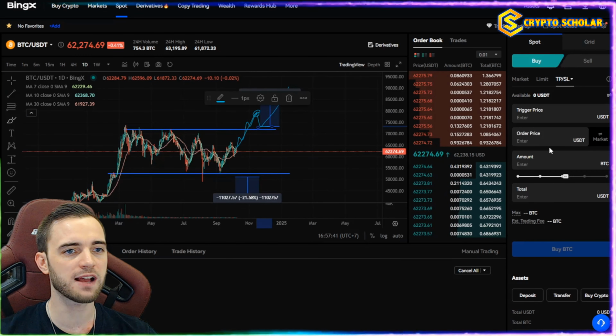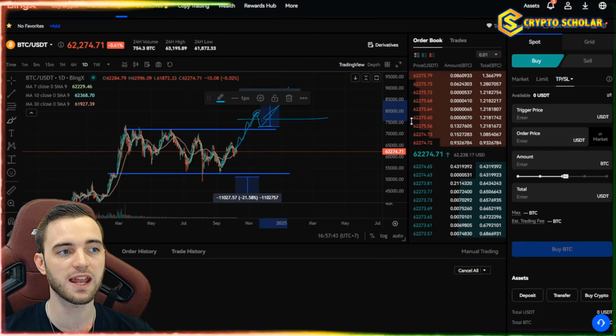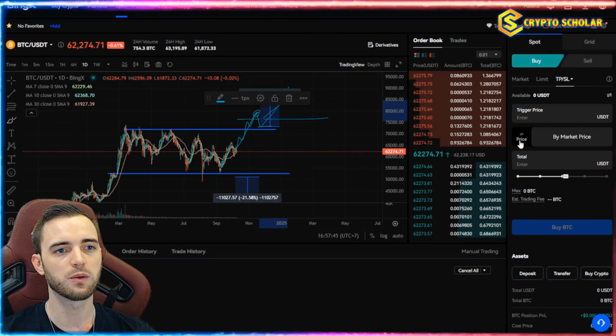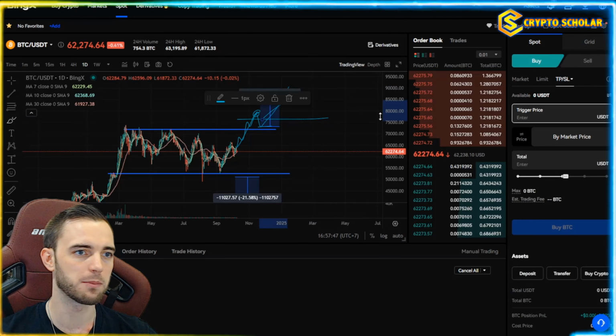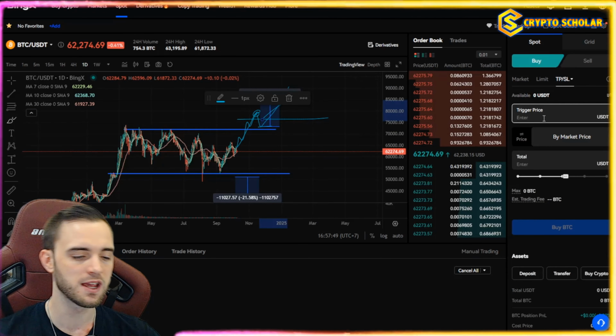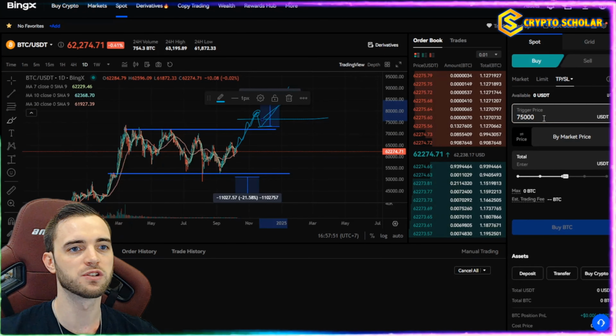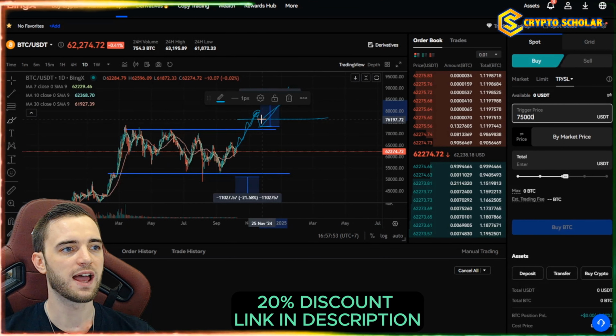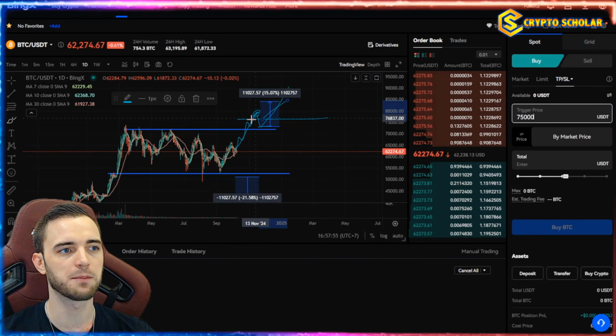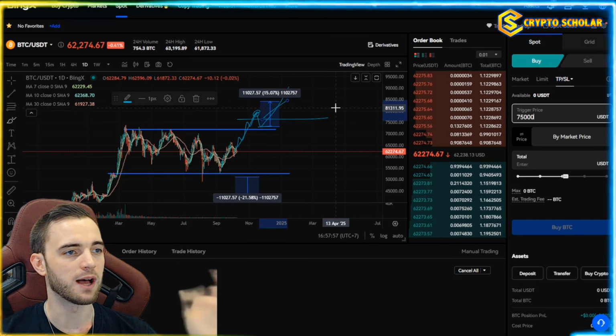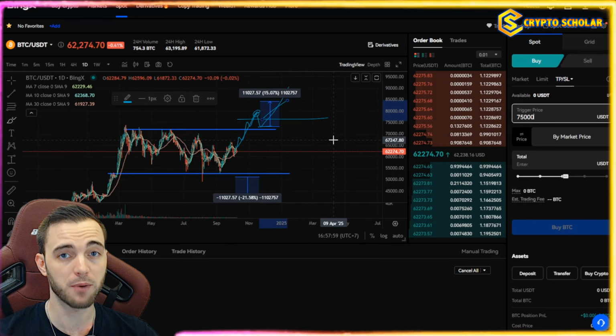Alternatively, if we're in a breakout scenario and we just get above a high and we want to get in when we get above that high, then we would set a market order once we get above that price. So let's say 75K, trigger price 75K. As soon as we hit that, set a market order, and then we would hold that for an extended period of time in which we would, ideally, make money from that breakout, okay?